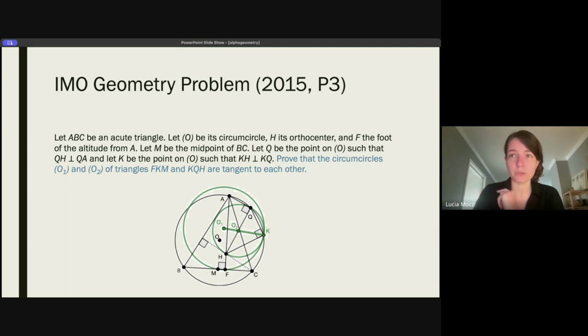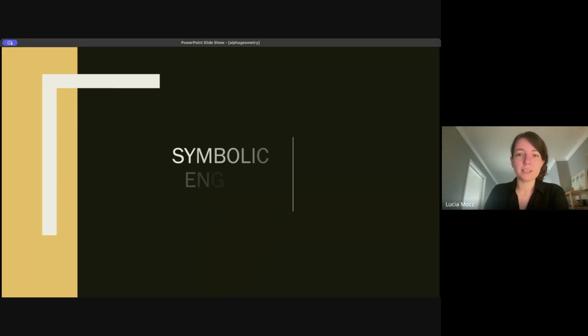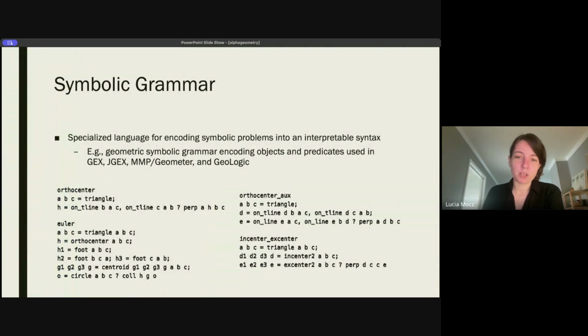So let's focus on the first one. And for the first one, we can go back and look at the more traditional technology, namely symbolic engines, to find a solution for this. Every symbolic engine is predicated on what is called a symbolic grammar. A symbolic grammar is a specialized language for encoding symbolic problems into an interpretable syntax.